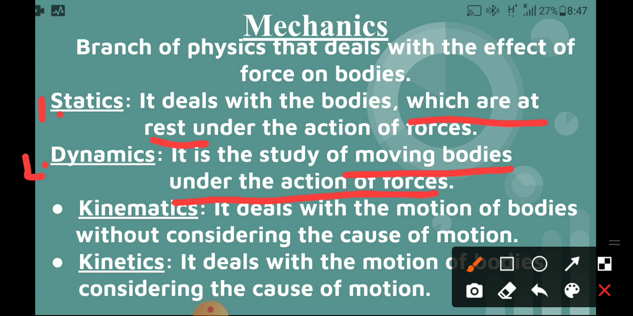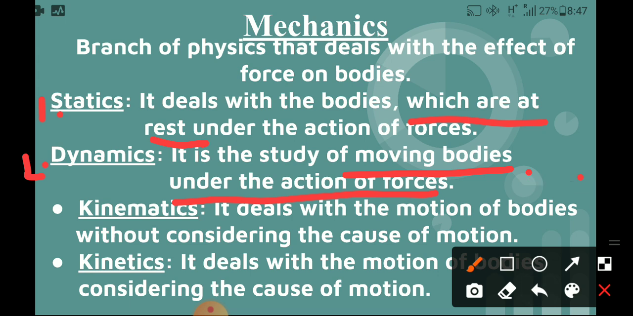And dynamics is further divided into two types, that is kinematics and kinetics. Kinematics deals with the motion of bodies without considering the cause of motion. From this point, one object is moved to another point. Kinematics does not consider the cause. Who is moving this object, which force is applied, it does not consider any cause of motion. But when it comes to kinetics, it considers the cause of motion. It's totally different from kinematics.